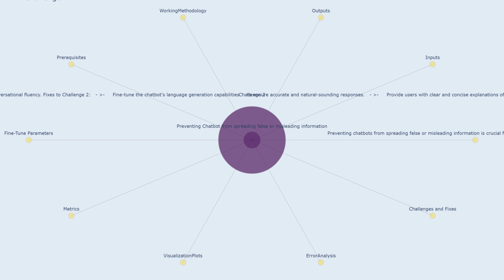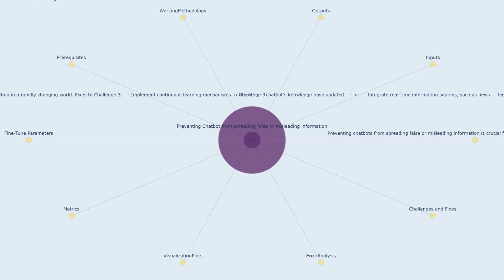Fixes to Challenge 2. Fine-tuning the chatbot's language generation capabilities to ensure accurate and natural-sounding responses is crucial. This involves finding a balance between providing factual information and maintaining a conversational tone. Providing users with clear and concise explanations of the chatbot's reasoning when answering questions enhances transparency and trust. It allows users to understand the chatbot's thought process and the sources it relies on.